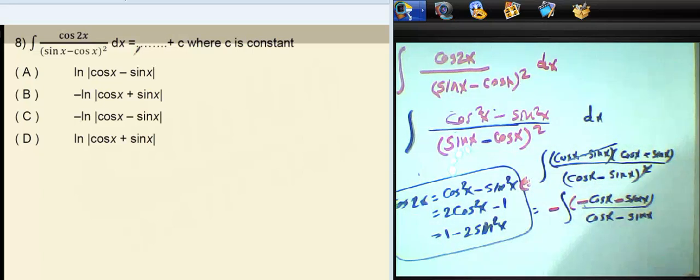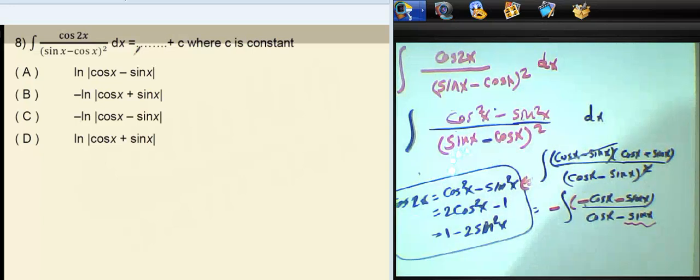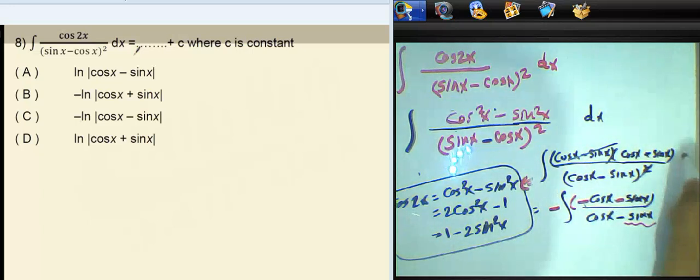Sine equal cosine, and the integration about sine here will be what? Negative cosine. Here integration about cosine equal negative sine, and the derivative about cosine will be negative sine. The numerator here, cosine x, it will be what? The derivative about the numerator, derivative about cosine, it will be negative sine, and the derivative about sine is cosine. So the numerator is the derivative about the denominator.